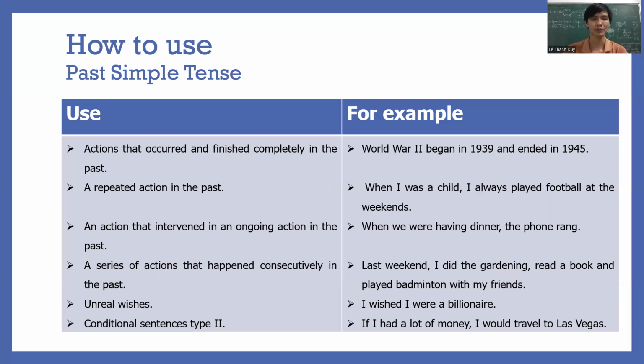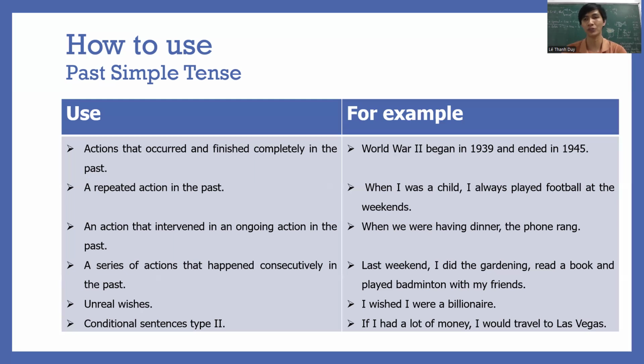Next, the past simple tense also describes unreal wishes. For example, I wished I were a billionaire. Of course, I'm not. And finally, the past simple tense is used in conditional sentence type 2. For example, if I had a lot of money, I would travel to Las Vegas. Okay, that's it for past simple tense.